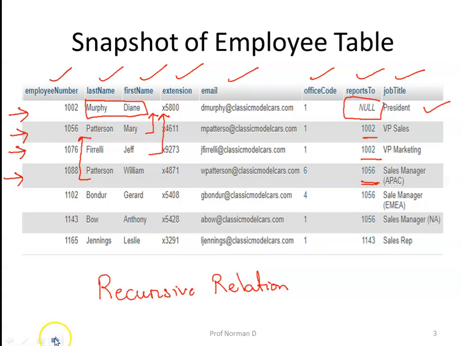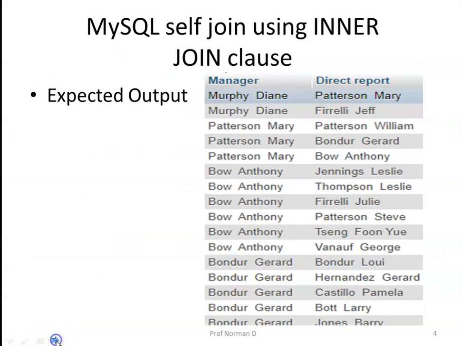Now we'll try to see an example and write a query using self join. Keep in mind, a self join query can be written using inner join, right join or maybe left join. Now, I want to extract some information. I want to find out who is the manager and who is the subordinate. So basically I want to find out which employee reports to which other employee. We have seen in our previous slide that Patterson Mary and Jeff were reporting to Murphy. Patterson William was reporting to Patterson Mary. Now this is the expected output.